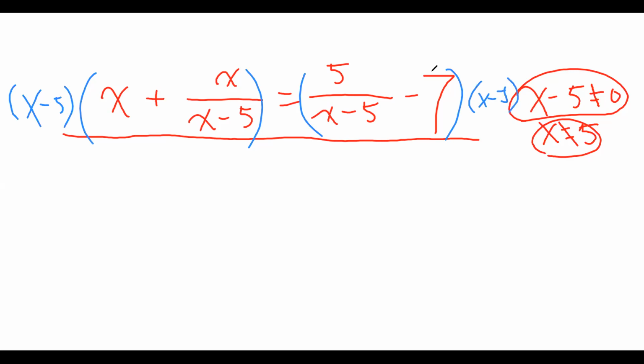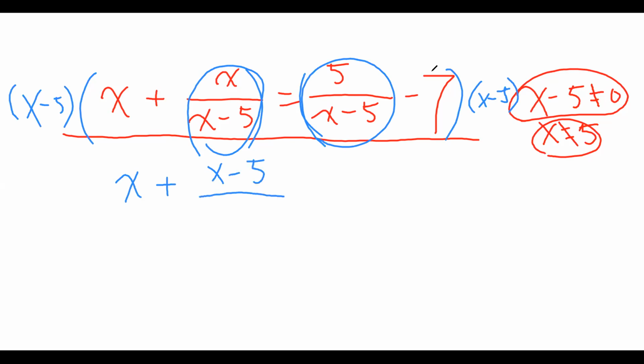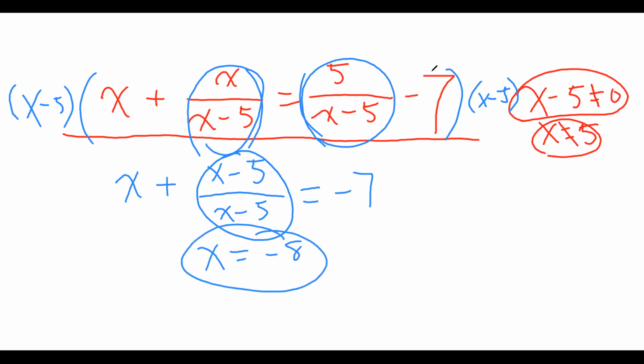If someone can observe very quickly, you can maybe notice something like this. Put this part together, right? You can notice like this, equals negative 7. And this is 1, right? So x equals negative 8. All right, so see, only one answer: x equals negative 8. x cannot equal 5.